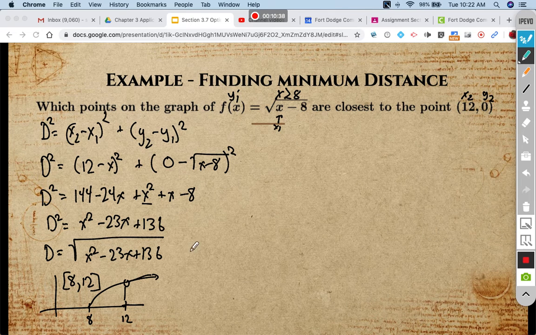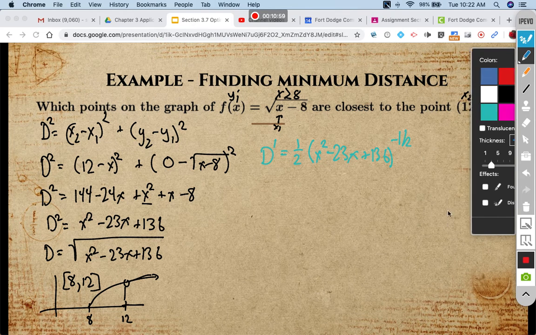So we're already in terms of just one variable, so we're going to find the derivative. I have a square root function, so this is going to be 1/2 times (x squared minus 23x plus 136) to the negative 1/2.